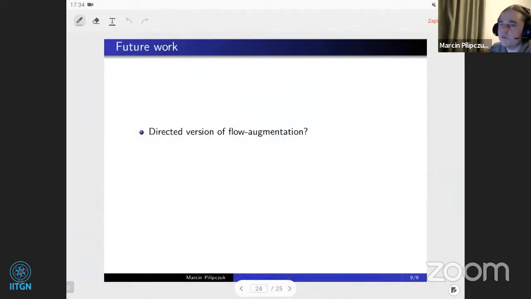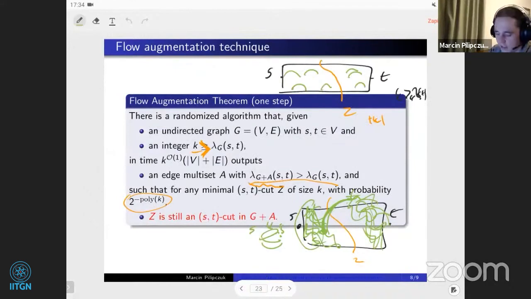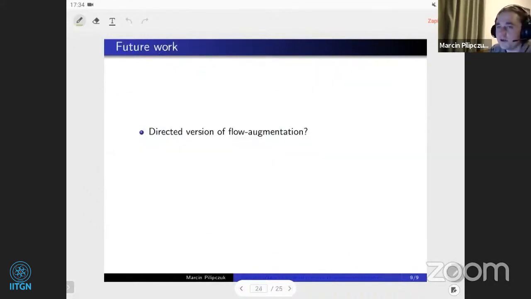I want to say that my main open problem is: please do the same for directed graphs. A number of arguments don't work. We don't know how to do it, but we also don't see any reason why almost exactly the same statement won't be possible for directed graphs.